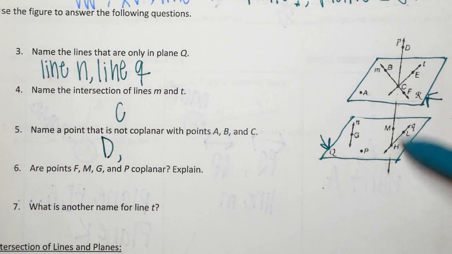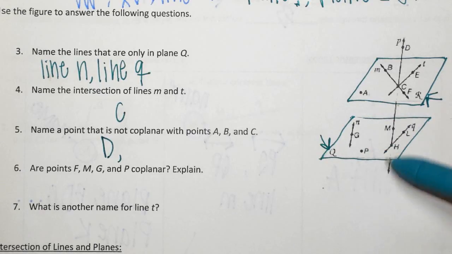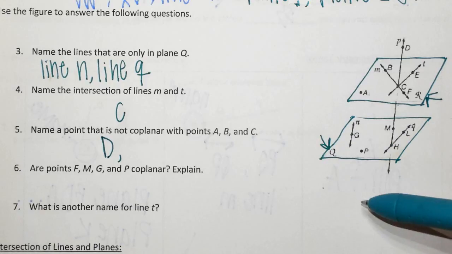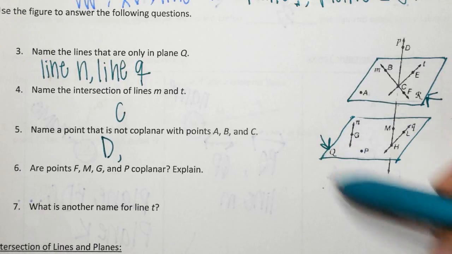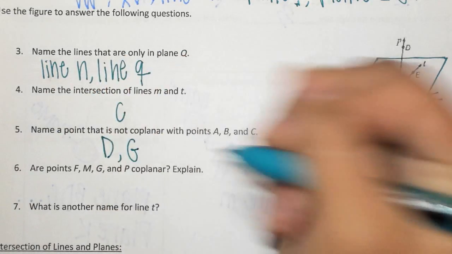Or any of these, right? Any of these down here? Because they're all on a separate plane. So I don't have to name all of them. Just name one of these points. G or P.